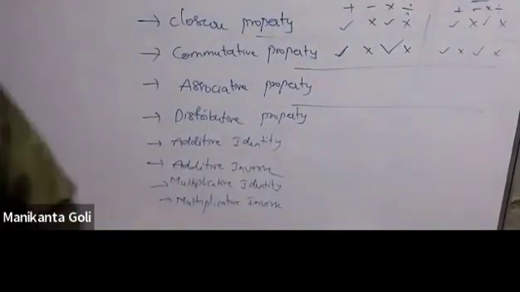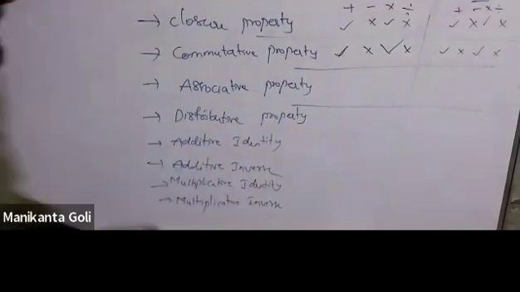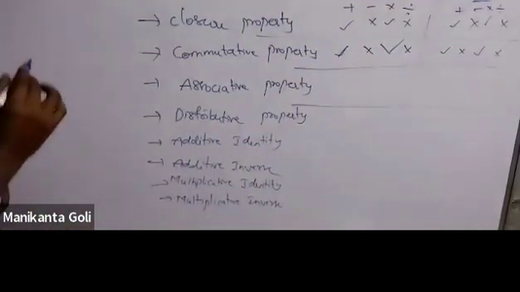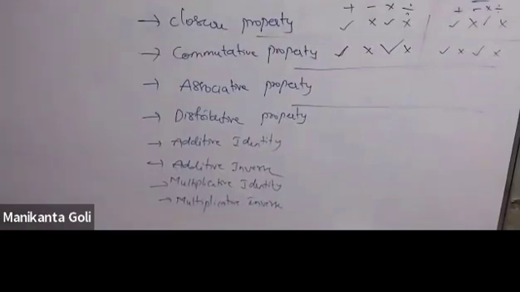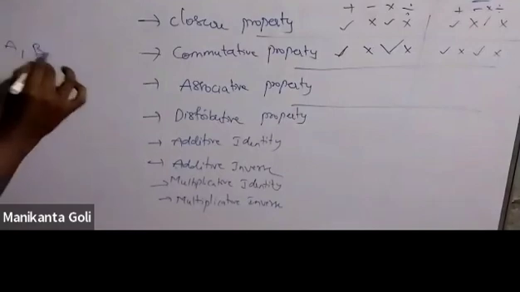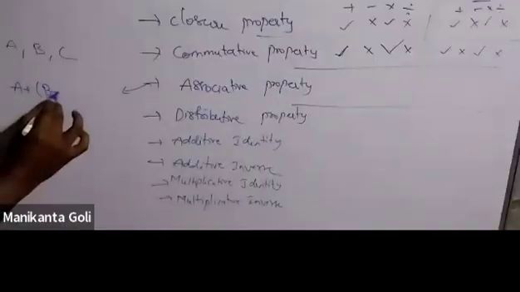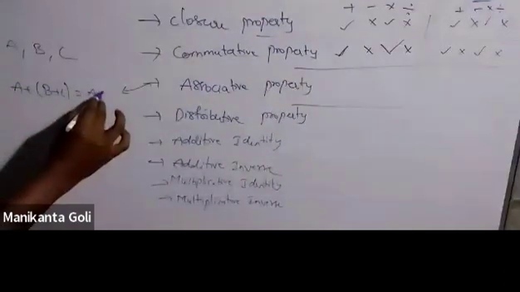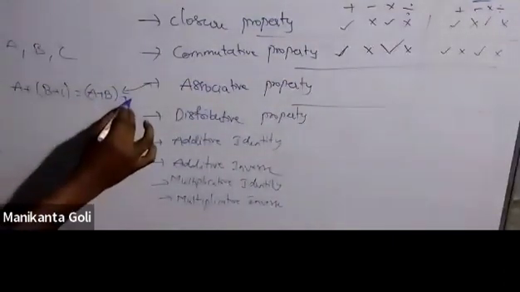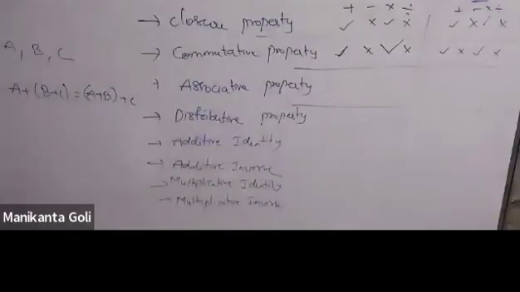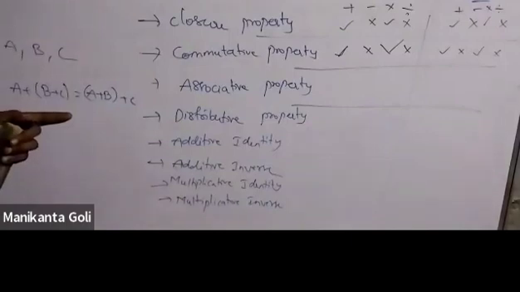This property is based on 3 numbers. Let the 3 numbers be a, b, c. So the associative property under addition is a + (b + c) = (a + b) + c. This is the associative property.